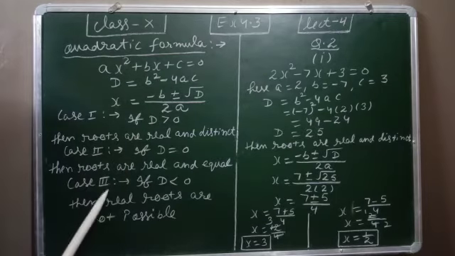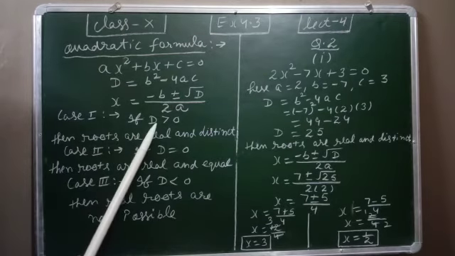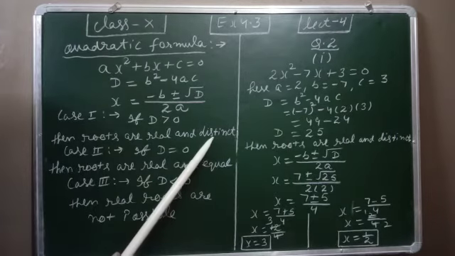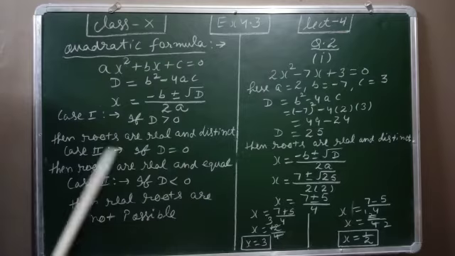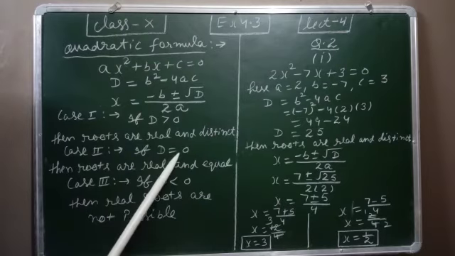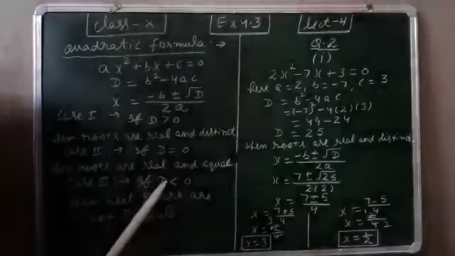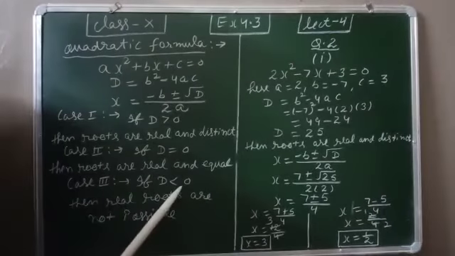Now we have three cases. Suppose the value of D is plus, or greater than 0. Then you can say roots are real and distinct. Distinct means both answers will be different. Case second, if D is equal to 0, then roots are real and equal, which means both answers will be the same. Third, if D is negative, meaning less than 0, we can say real roots are not possible.